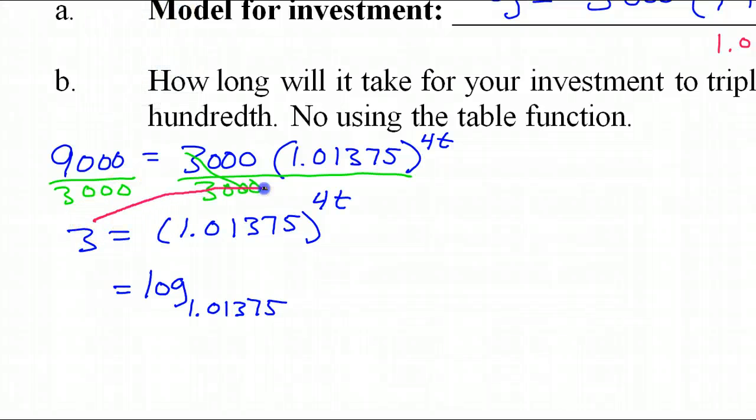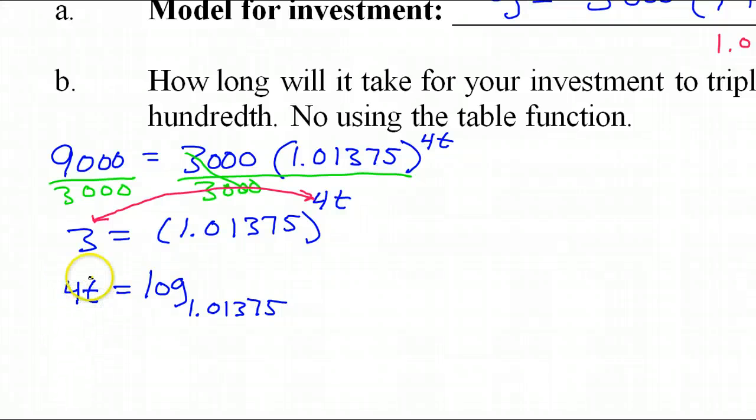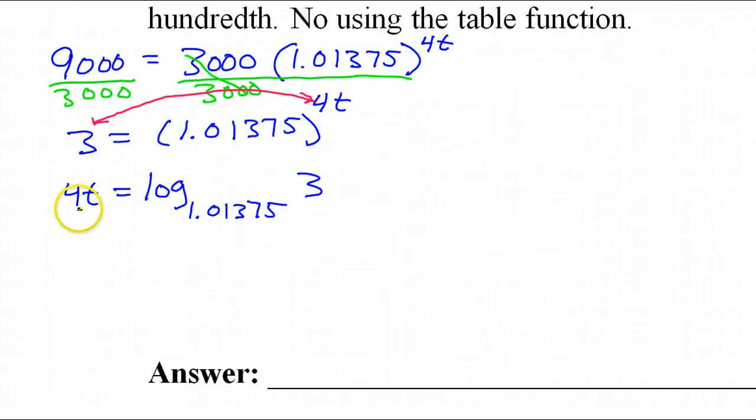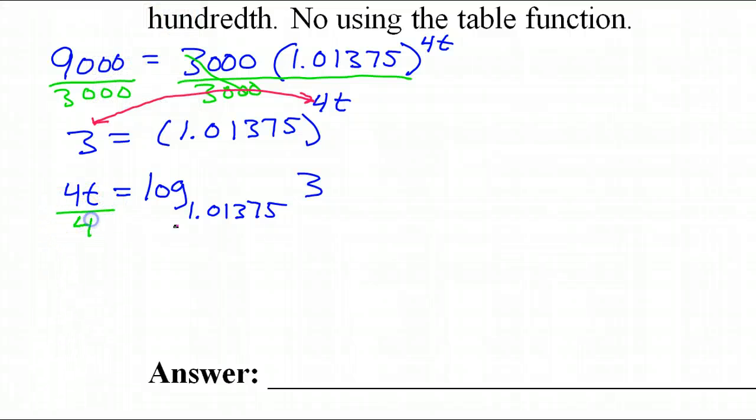So this 3 and the 4t are going to change sides. So I will have the 4t here and the 3 will be here. Notice this is not a power, it's on the same level as the log. Anyway, now I need to divide both sides by 4, and there I will have t by itself. So that's going to give me t equals this right here.